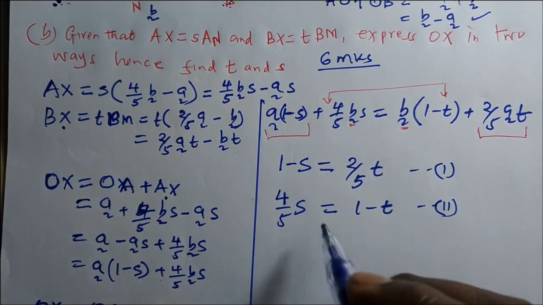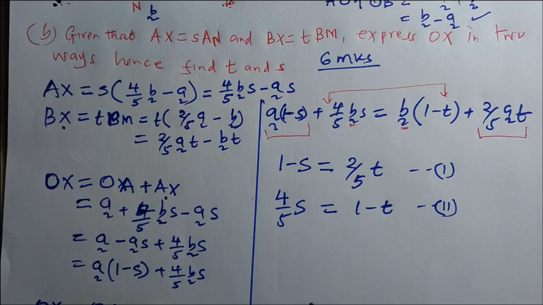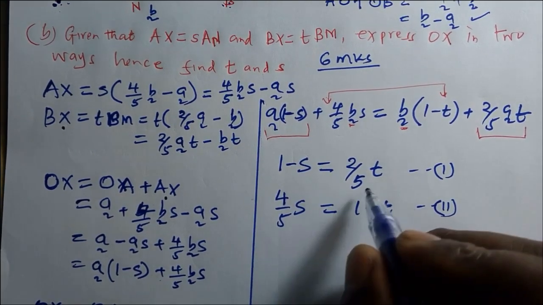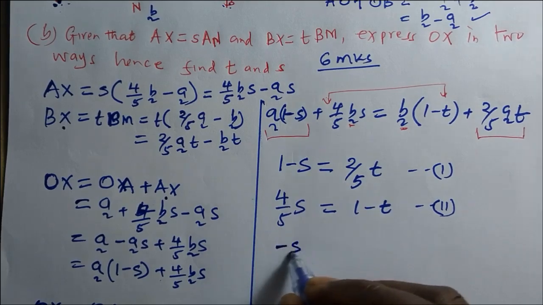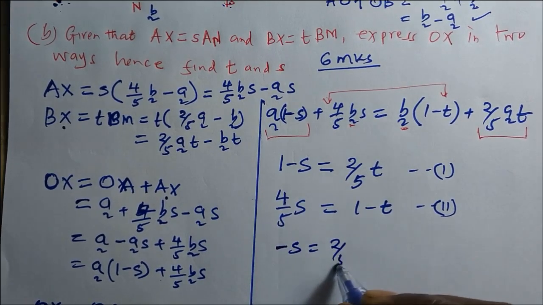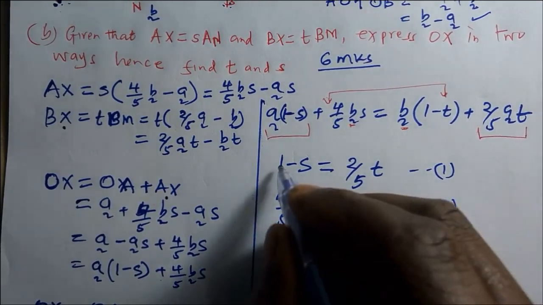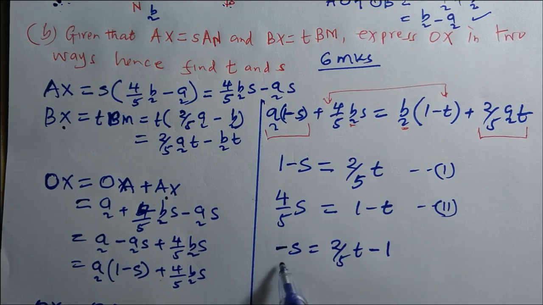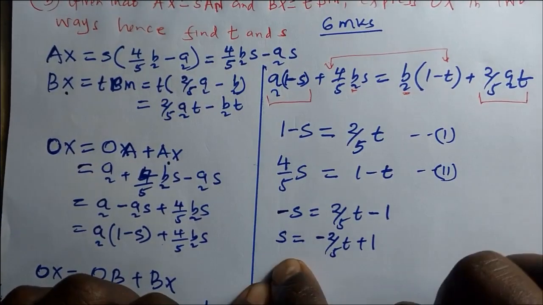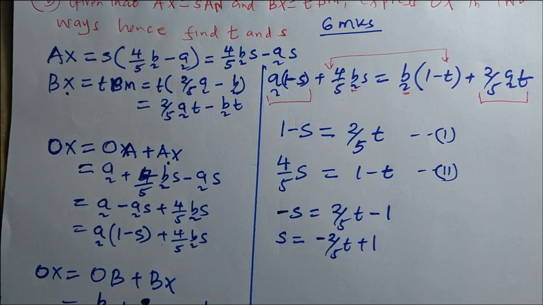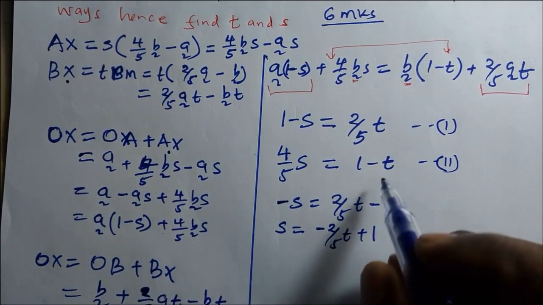You can try to use substitution. Let me do substitution. I will make S the subject for equation 1. I will say minus S is equal to 2 over 5T minus 1. I want to divide by -1 for each case, so I have S is equal to minus 2 over 5T plus 1. The negative will change the sign on this whole side. Now I take this S into equation 2 and substitute, and I get the value of whatever I want, T.